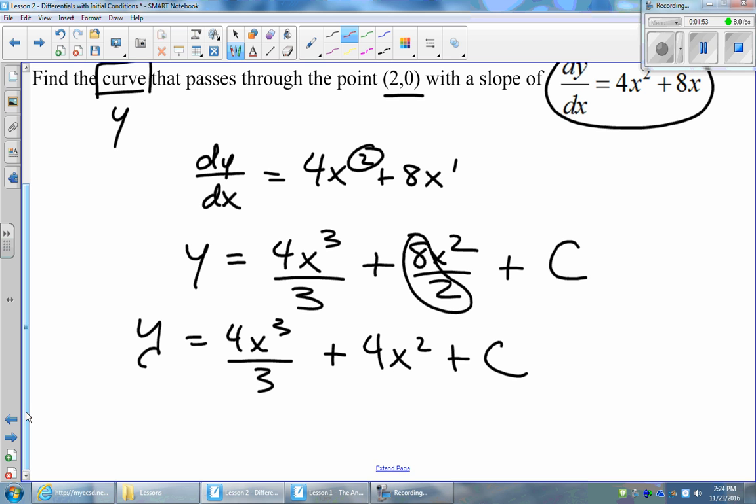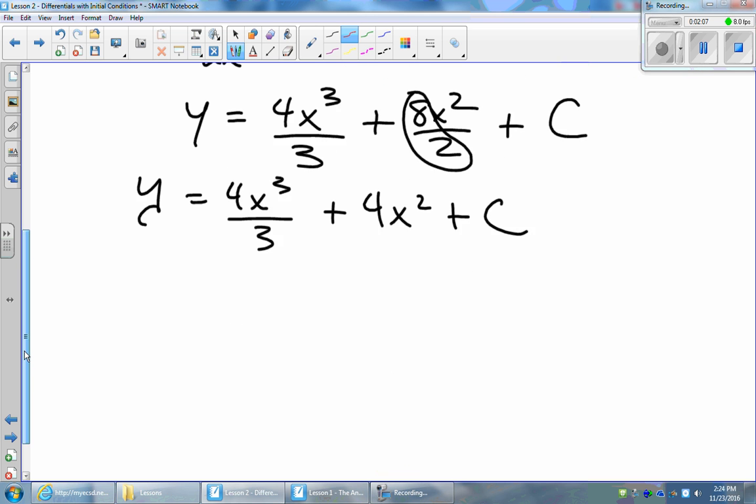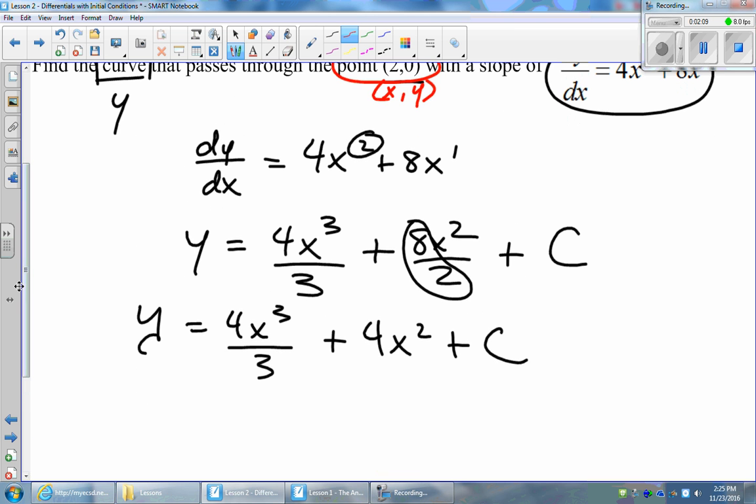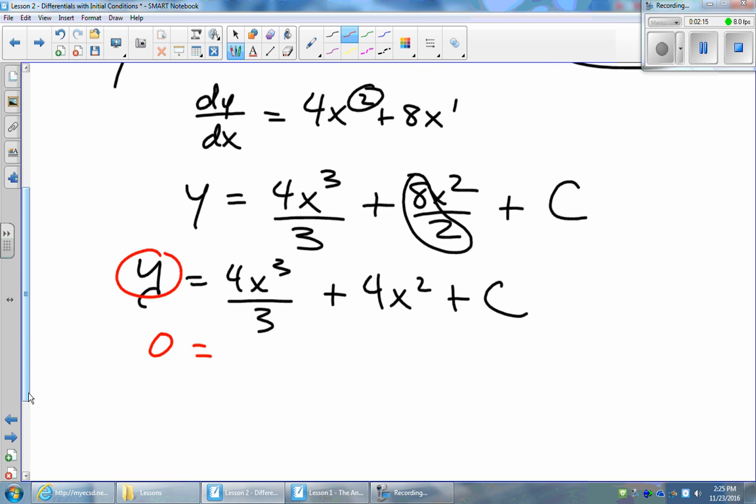Now we want to find the curve that passes through a specific point, and that point was (2, 0). So we have an x value of 2 and a corresponding y value of 0. Using this point, I can actually find my c value. That point is what we consider an initial condition. On the original curve, I know that my y value was 0 when x was equal to 2. So I'm going to let y be equal to 0 and put 2 in for x.